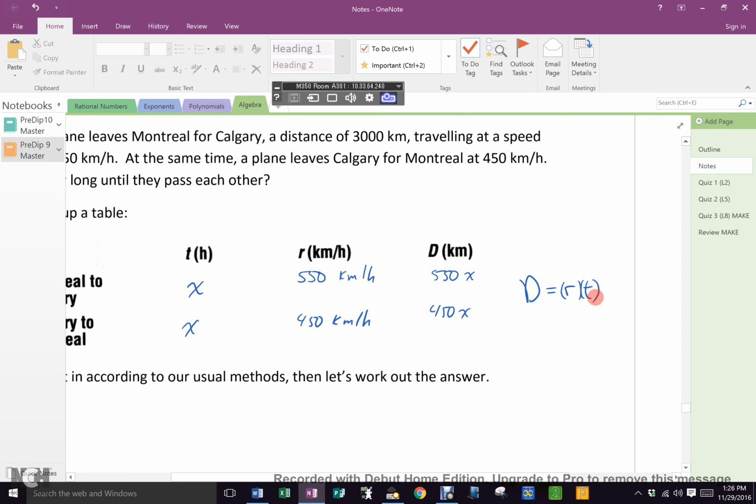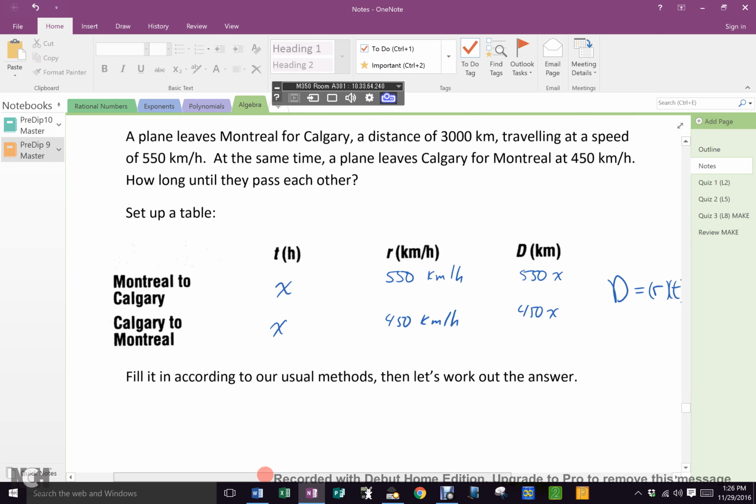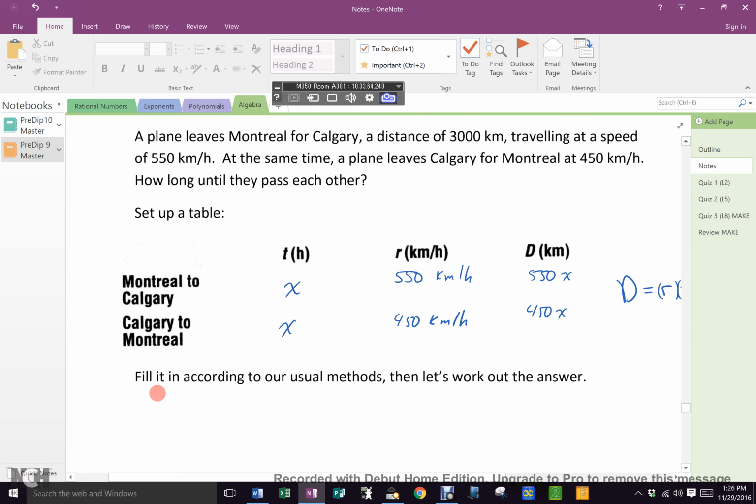Now, we know something else about this distance, don't we? How far are the planes traveling? 3,000 kilometers. Which means plane 1's distance plus plane 2's distance has to equal what? 3,000. So you guys have your chart. Now you have to think about, what do I know?